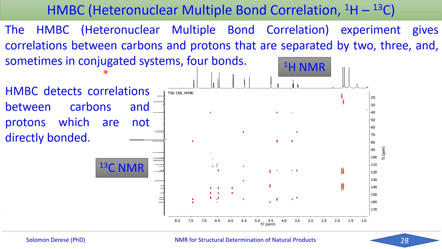So HMBC detects correlation between carbons and protons which are not directly bonded, unlike HSQC. So it will show you this carbon and this proton are separated from each other by 2 or 3 carbon atoms, so that you collect this fragment in determining the structure.